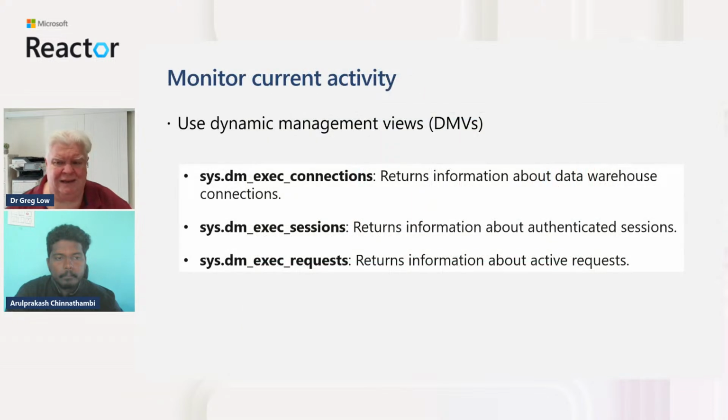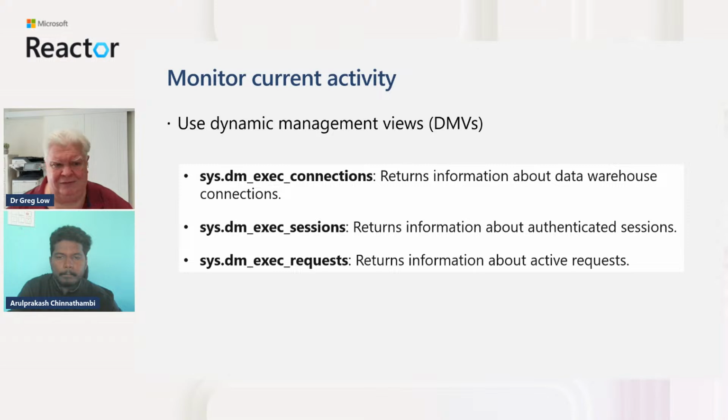Now, to monitor the current activity, you can query what's going on in the warehouse itself with dynamic management views, DMVs, that are provided to help monitor this. Dynamic management views first appeared in SQL Server back in 2005, and the idea was to allow you to have a way of querying what's going on inside the server without having to literally get inside the server with your own code somehow. And so that's what the DMVs are.